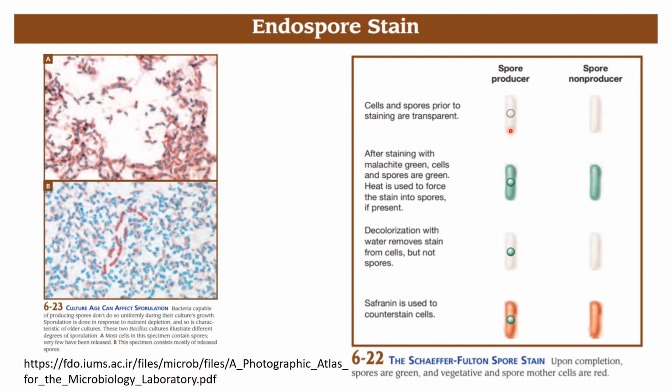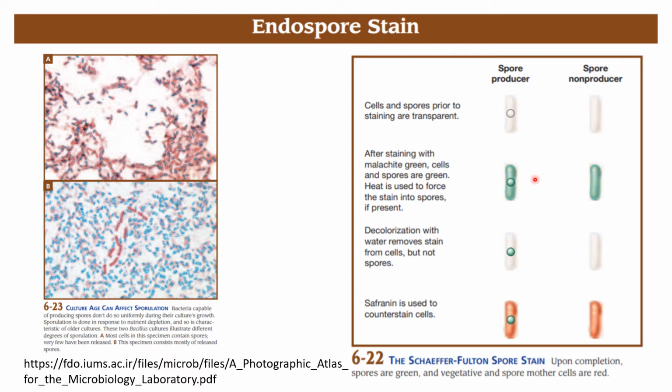So for endospore staining, we have this method we call Schaeffer-Fulton spore stain or endospore staining. So usually they use malachite green as a staining agent. So what happens with malachite green? First we have a spore producing cell and a non-spore producer. And of course, they are transparent under the microscope without stain. Okay, after staining with malachite green, of course, both cells appear green.